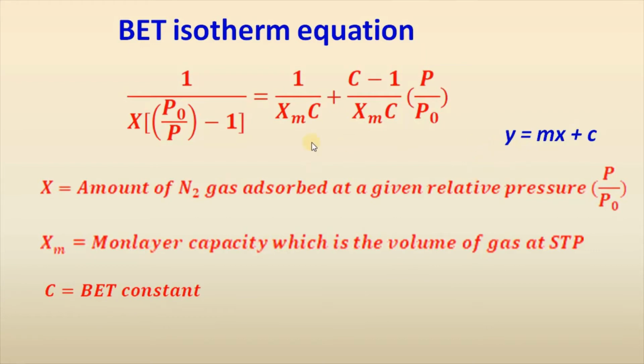Now, if we compare this isotherm equation with the straight line equation, we see that y equal to this, intercept equal to 1 by XmC and slope equal to C minus 1 divided by XmC.